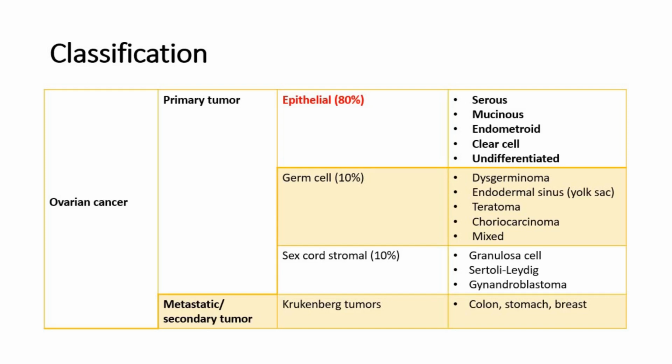In epithelial tumors, it can be further divided into subtypes like serous, mucinous, endometrioid, clear cell, and undifferentiated tumor. For germ cell, it can be further divided into dysgerminoma, yolk sac tumor, teratoma, choriocarcinoma, or mixed tumor. Whereas for sex cord stroma tumor, there are 3 types, which are the granulosa cell tumor, Sertoli Leydig tumor, and gynandroblastoma tumor. For metastatic tumor, it can be a secondary tumor originating from the colon, stomach, or breast cancer. So the majority of the primary tumors are epithelial type, and the remainder are germ cell or sex cord stroma tumor type.